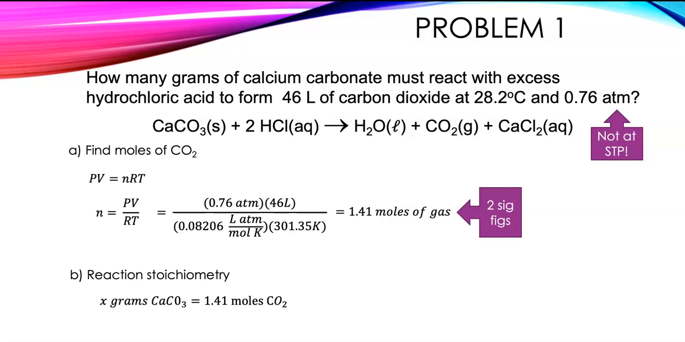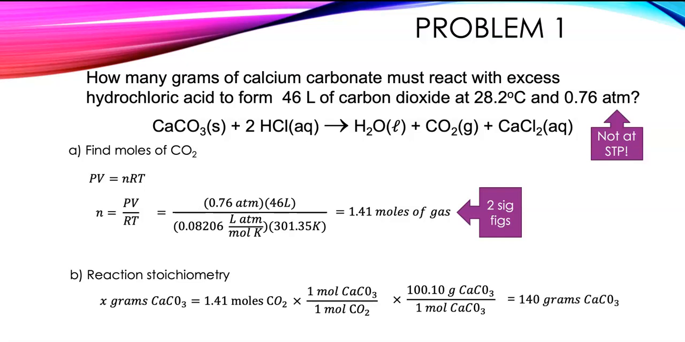I want to know how many grams of calcium carbonate would correspond to that. From the balanced equation, I see that they're in a 1-to-1 ratio. The molar mass of calcium carbonate is just over 100 grams per mole. And then I can get my final answer reported to 2 sig figs, 140 grams of calcium carbonate.